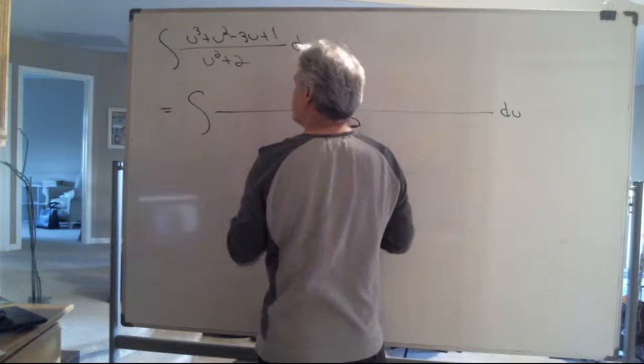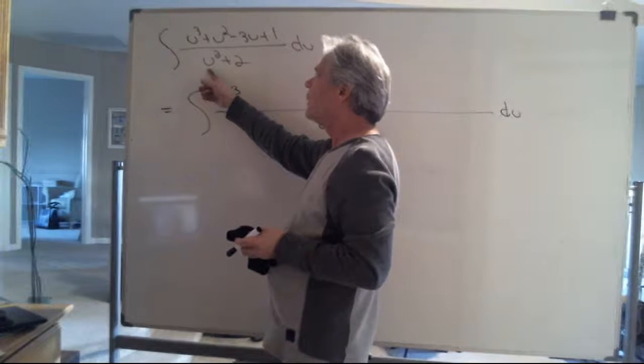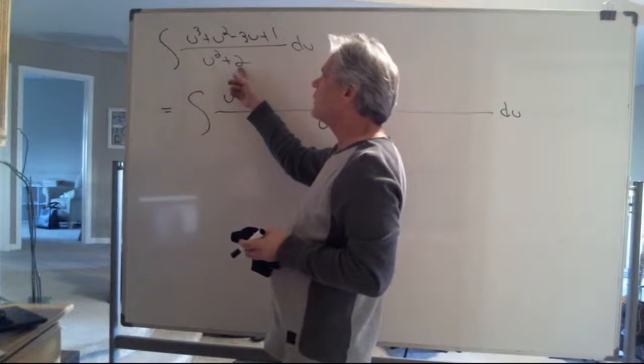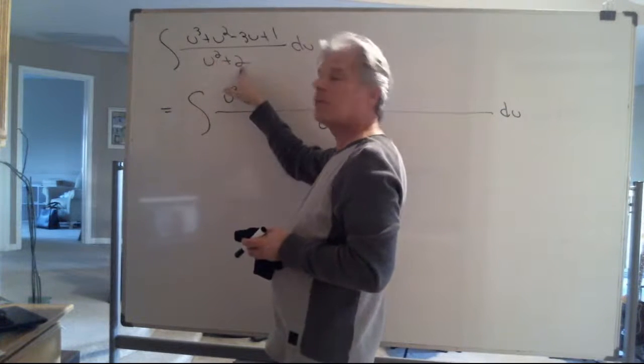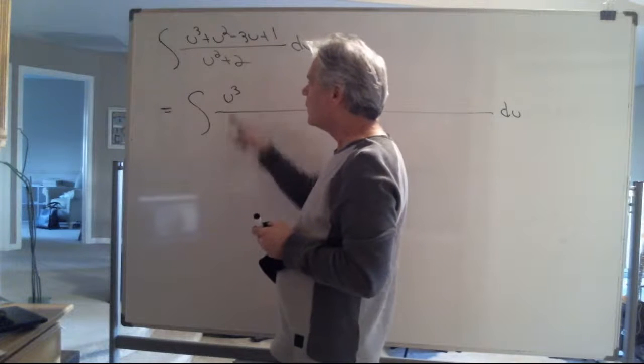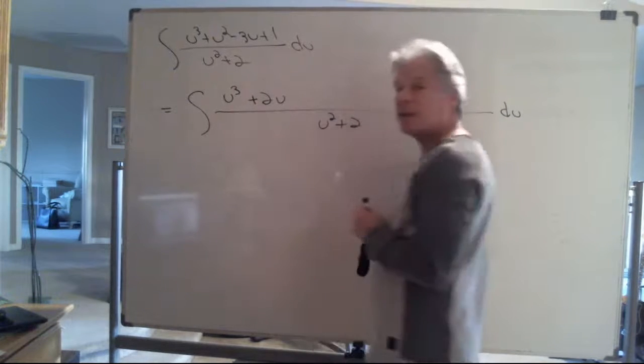Leading term upstairs is u cubed. Leading term downstairs is u squared. But notice that the second term downstairs is 2 less powers than this with a coefficient of 2. So 2 less powers than that with a coefficient of 2 gives me this. Now, wouldn't that be nice to have?